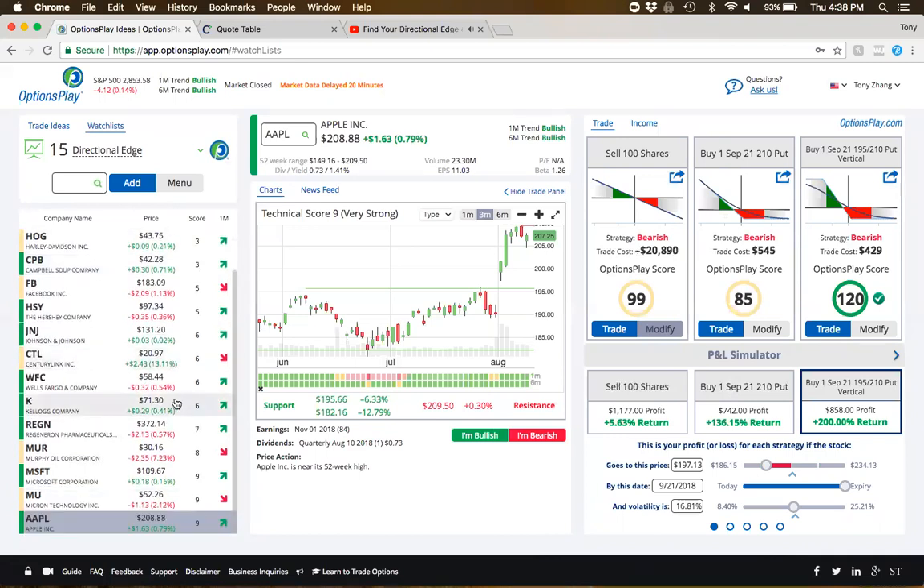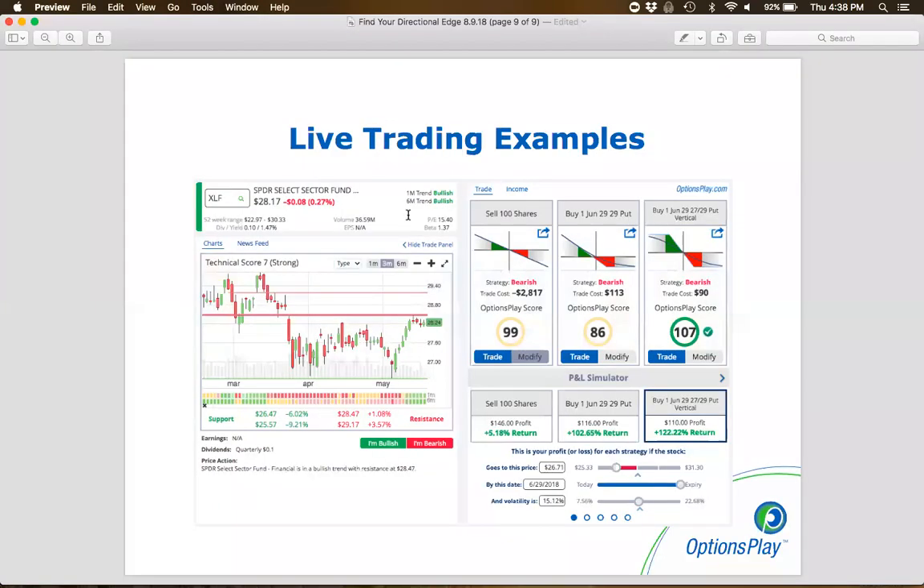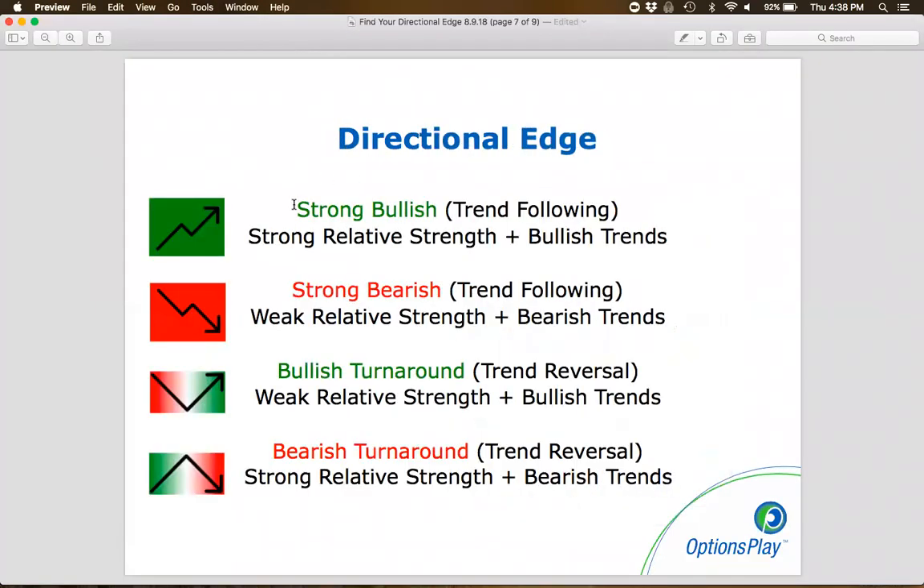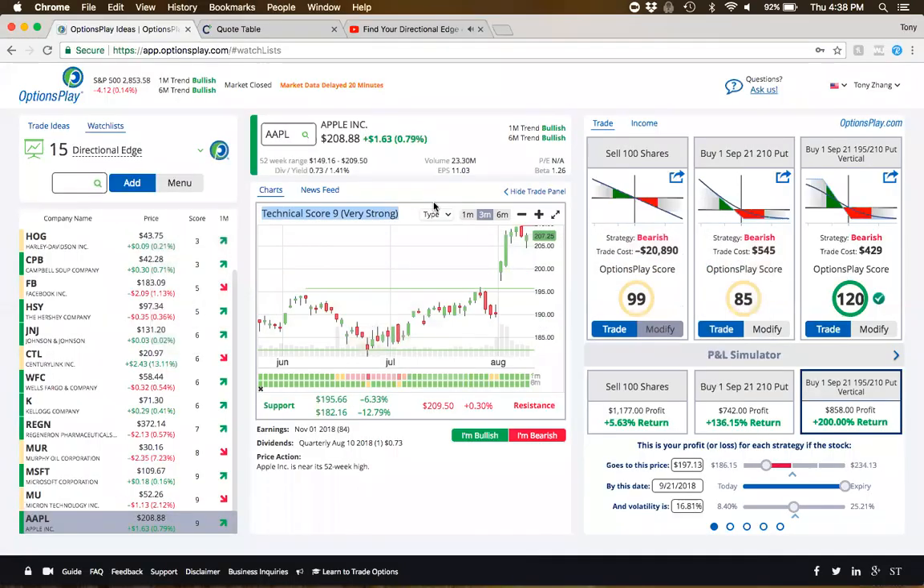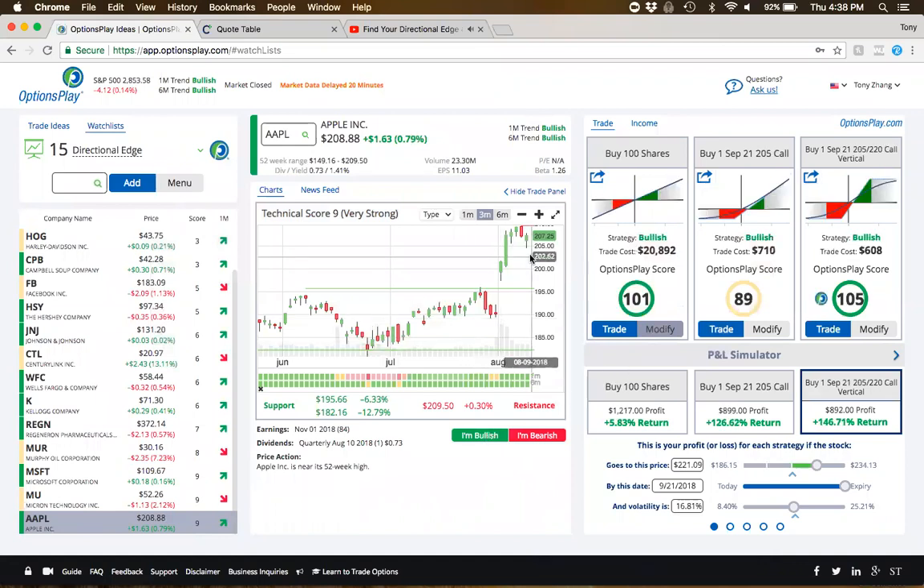So let's take a look at a few different examples here. I'm looking at Apple here. As you can see, it's got a score of 9 and the arrows are all green. What that's telling me is that the 1 month and 6 month trend of Apple is bullish, and the technical score is 9, so it's a very strong stock. This is what I would consider a strong bullish stock because it has strong relative strength and is exhibiting bullish trends. So if I'm looking for bullish opportunities, these are the type of stocks that I would be looking for.